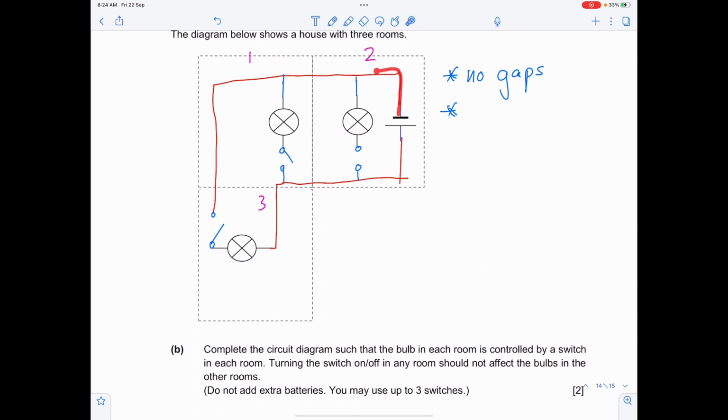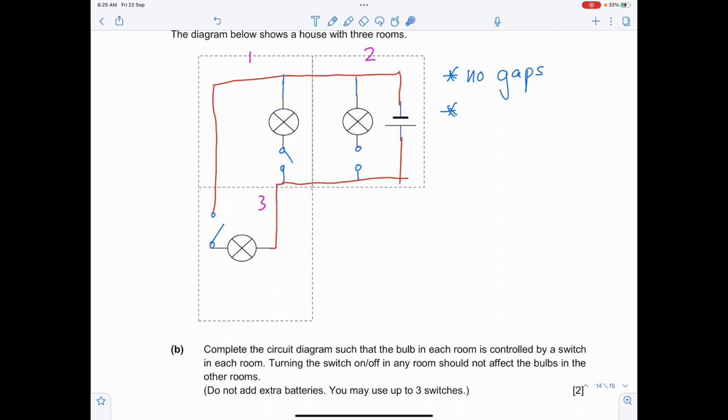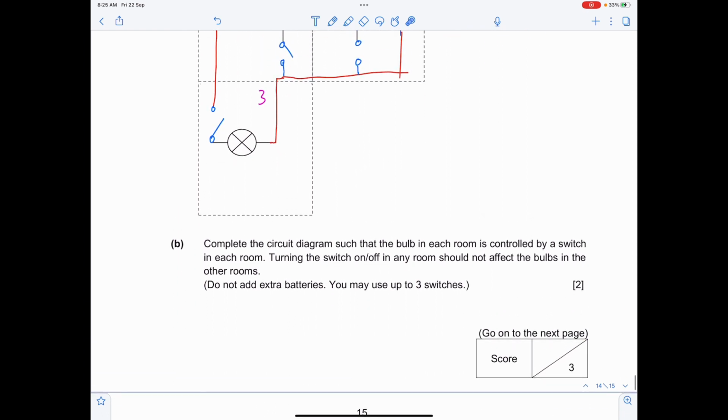Okay, check. So this one is this way. Then the next one is this one. And then the next one is this one. So can you see? 1, 2, and the last one, 3. Okay? And of course, use a ruler where possible.